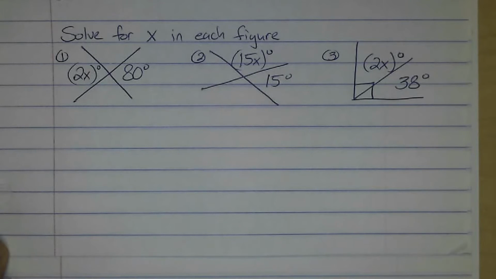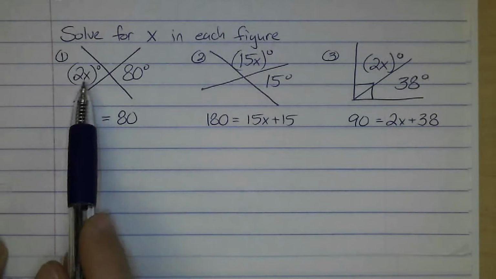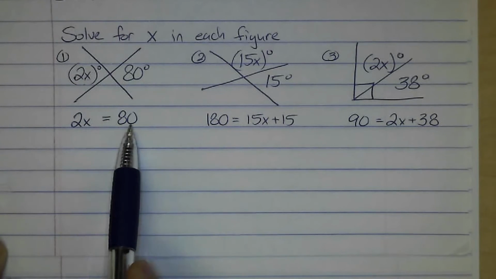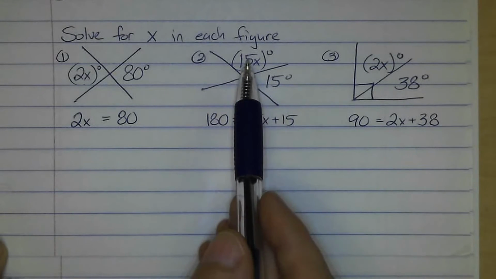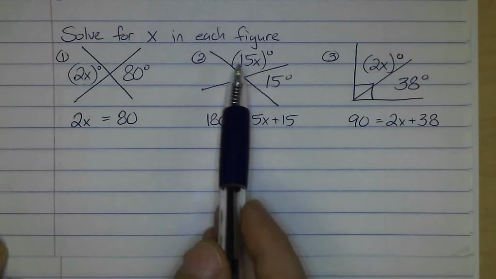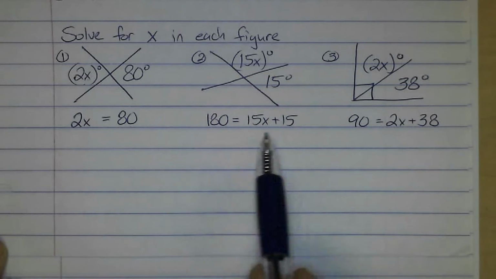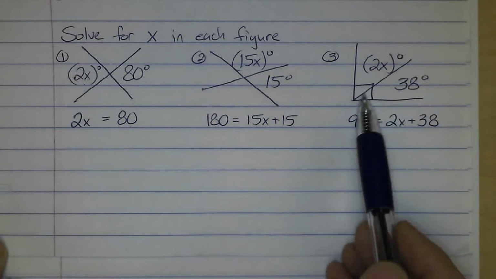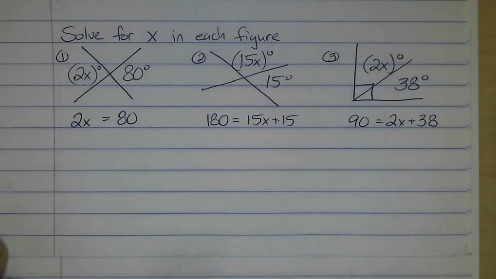Alrighty. Solve for x in each one of these. Press play when you're ready. Okay, so remember, vertical angles are congruent, so 2x is going to equal 80. Here I have a straight line which equals 180 degrees, so the two parts, when I add them together, equal 180, so 15x plus 15 is 180. And here I have a right angle which is 90 degrees. The two parts of this 90 degree angle, when added together, equal 90 degrees. Now let's solve.